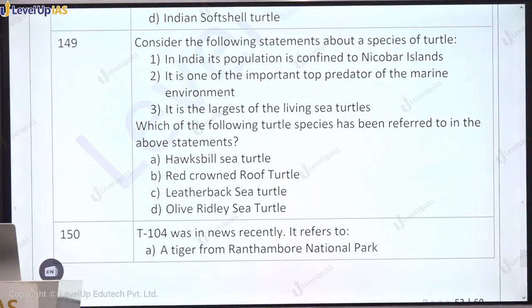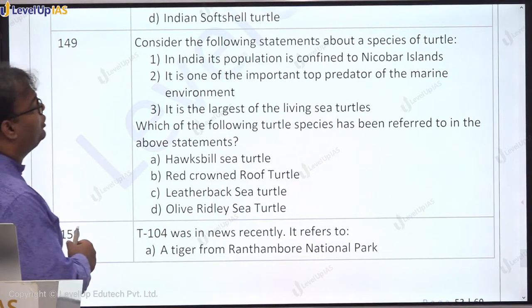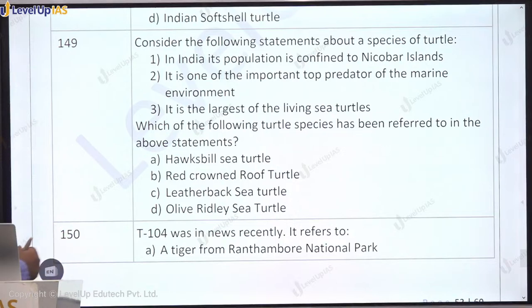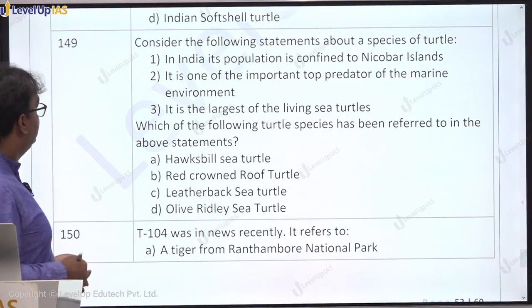149. Consider the following statements about species of turtle in India. Its population is confined to Nicobar Islands. It's one of the important top predators of the marine environment. It's the largest of the living sea turtle. This will be the leatherback sea turtle, the largest of the living sea turtle, right?